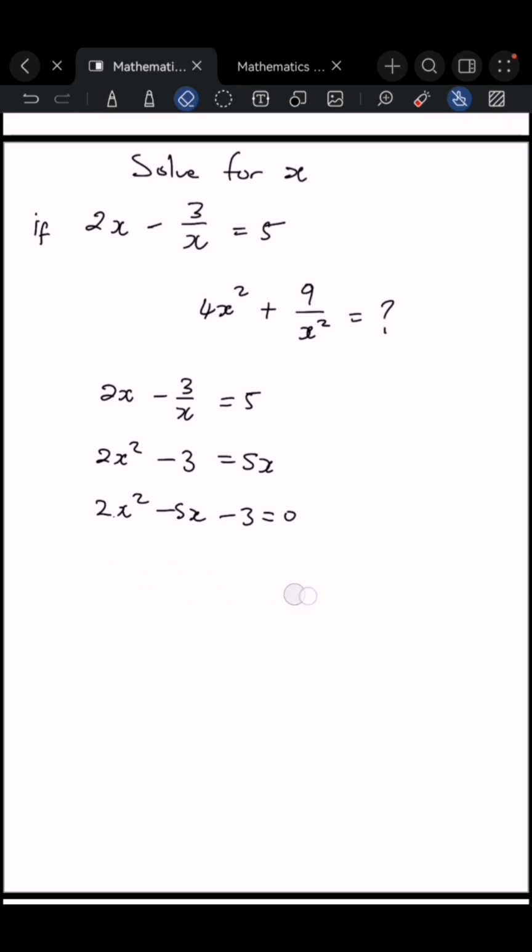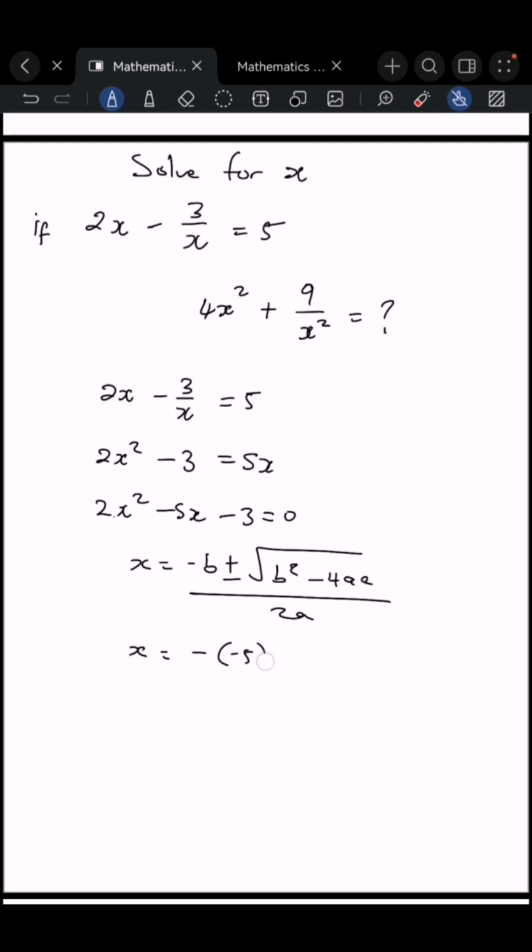So we resort to x is equal to minus b plus or minus the square root of b squared minus 4ac, all divided by 2a, where x is equal to minus b, minus 5 plus or minus b, a, c.